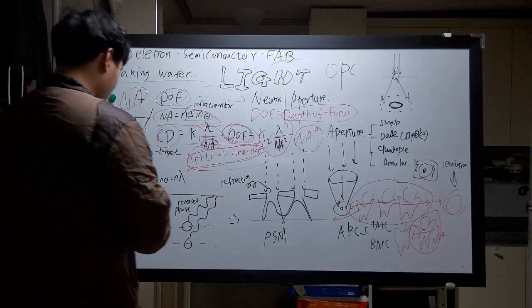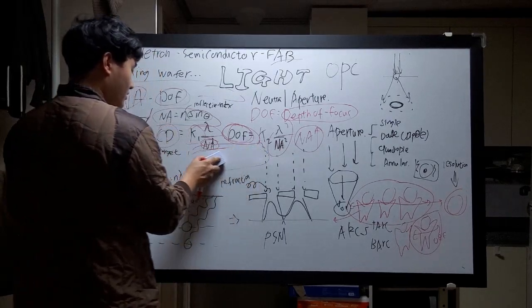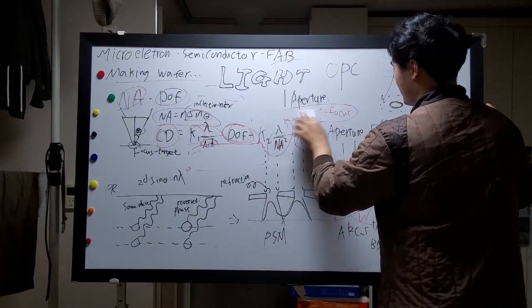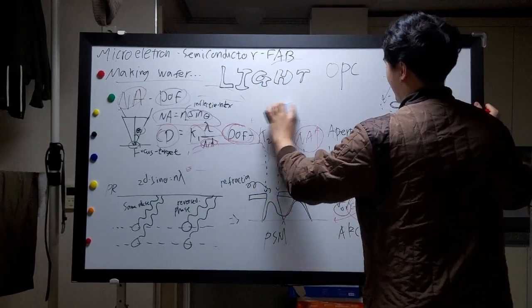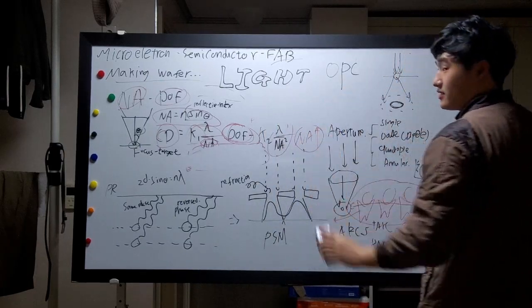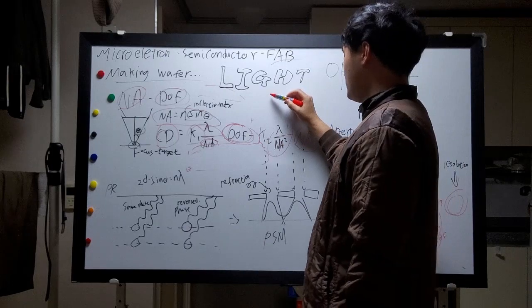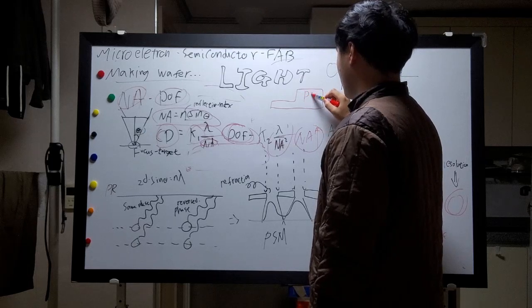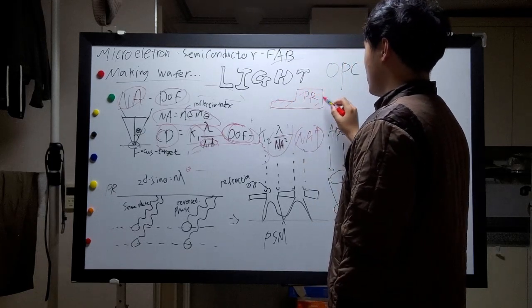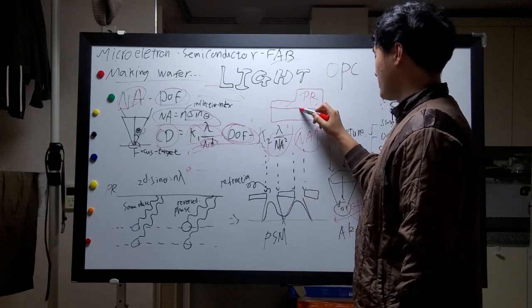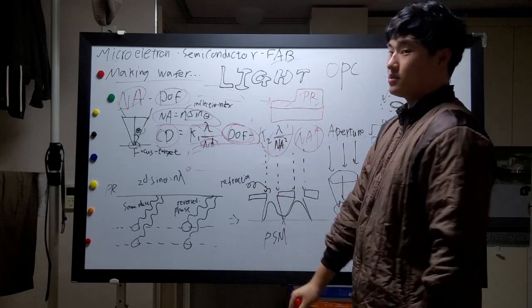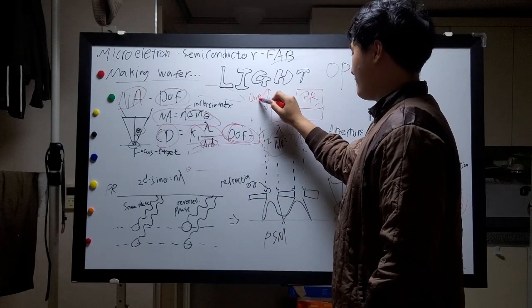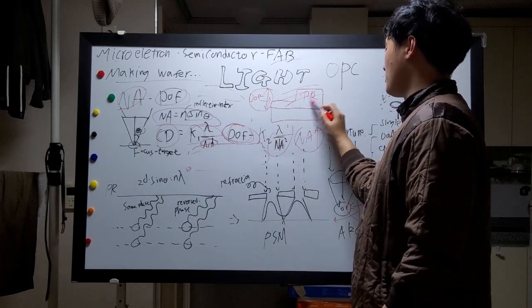Okay, let me take a good example of how DOF and NA affect the processing of fabricating or etching, or removing. See, this is PR, and we want to remove this PR. So the best way will be enlarging the DOF, and going over this will be better.